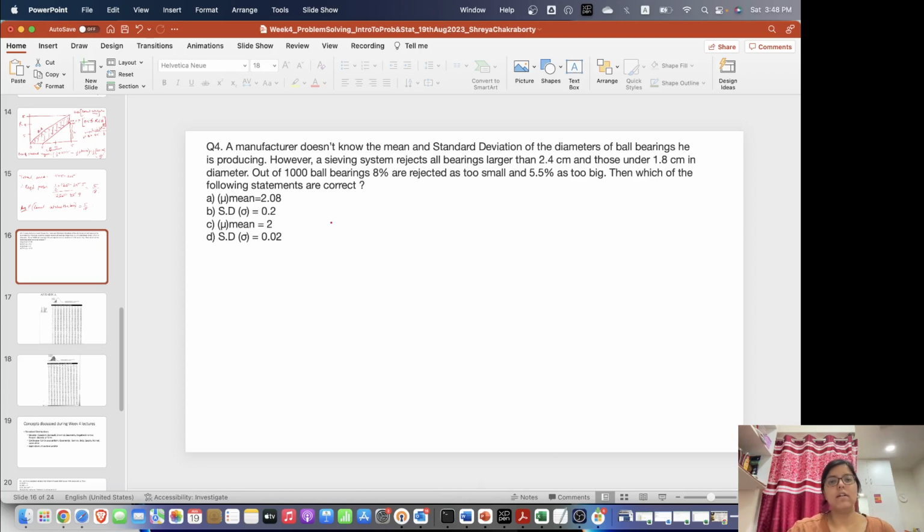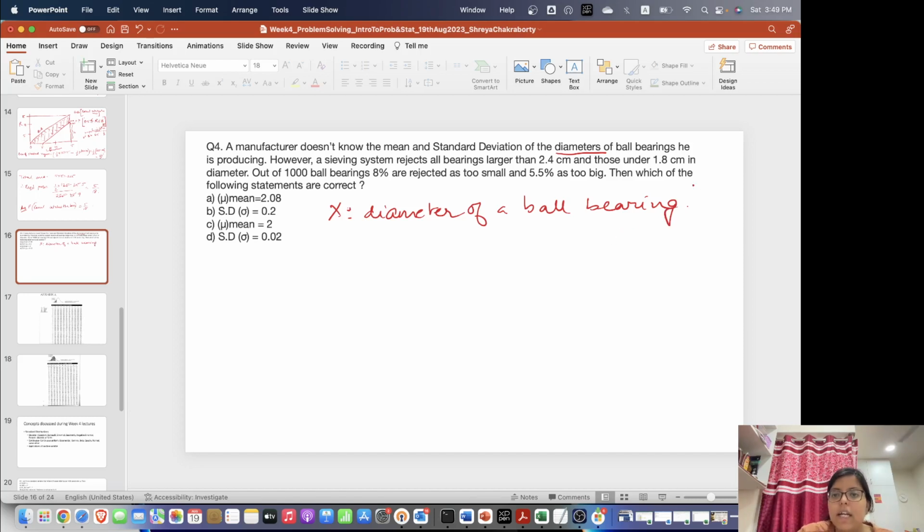Okay, so what is my random variable? Is this discrete? No, this is continuous. First let us try to formulate our problem. Let x be the random variable. What is x doing? What is this manufacturing thing producing? It is producing ball bearings, and the measurement that we are taking is diameter. So let x denote the diameter of a ball bearing.